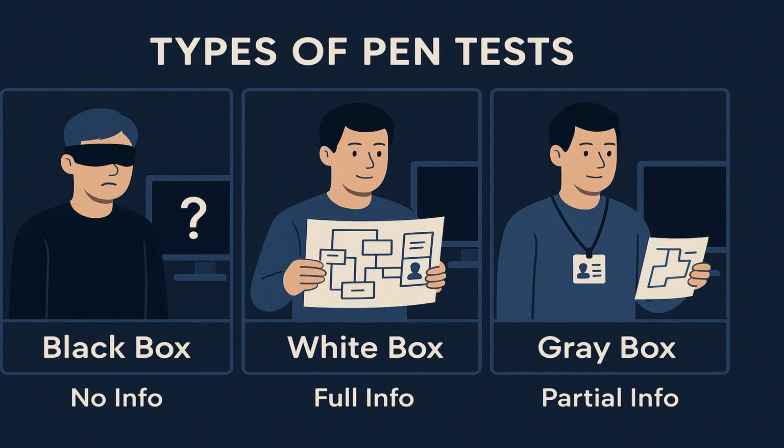Now, there are different types of pen tests, depending on how much the tester knows. A black box test is where the tester knows nothing about the system, like a real external attacker. A white box test gives the tester full access and information, great for testing insider threats or deep code issues. And a grey box test falls somewhere in between, simulating an attacker with partial knowledge or limited access.